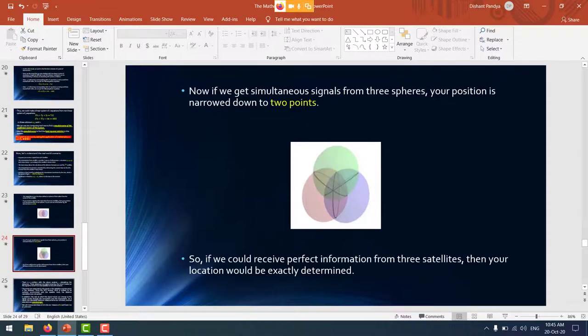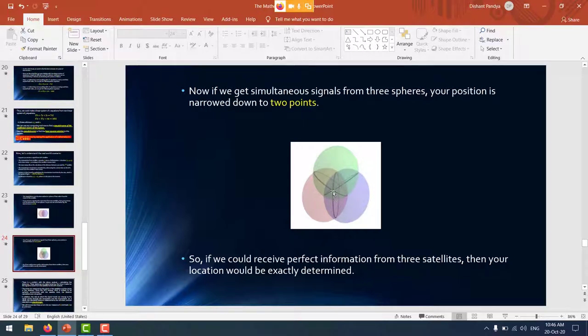Now, when you increase the number of satellites here, so if you get simultaneous signals from three different satellites, okay, you have three spheres, and now your position gets narrowed down to 2 points. You can see here the intersection, say for example, the below two spheres, then the region is this circle. Similarly, for these two spheres, the region is this one, and for the other two spheres, this is the region.